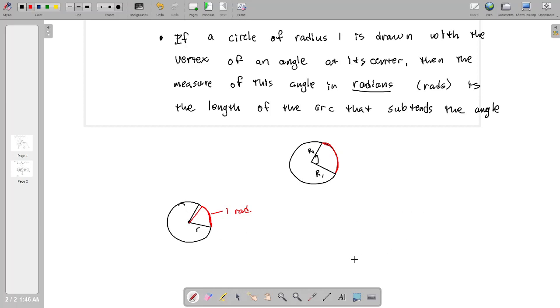So if we did 2 radians, we would have something that looks more like this. This would be about 2 radians. So right about here. So we take this length, and we would go about this distance. This would be 1 radian, because we took 1 radius length, and then we take a second radius length, and we go this distance here. This would be the second radian, so this distance is 2 radians.